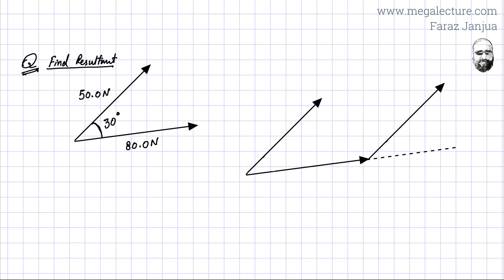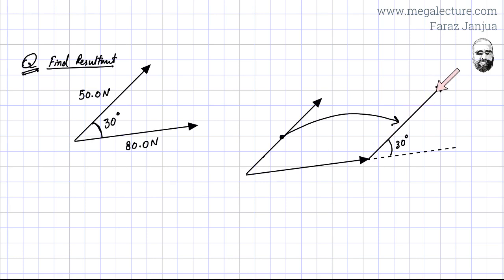Listen, this angle is 30 degrees. So I actually shifted this vector from here to here. You know why? Because to add vectors, they should be connected head to tail. These two vectors are connected tail to tail. That is not the right way for vectors to be added. The second vector must start from the end of the first vector.